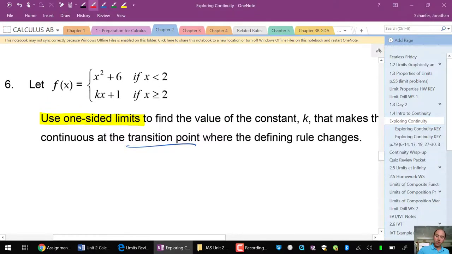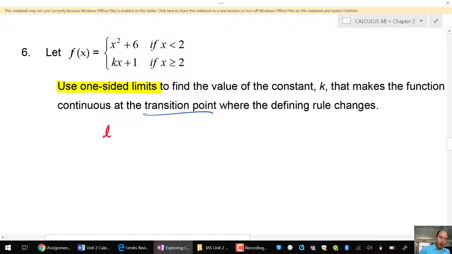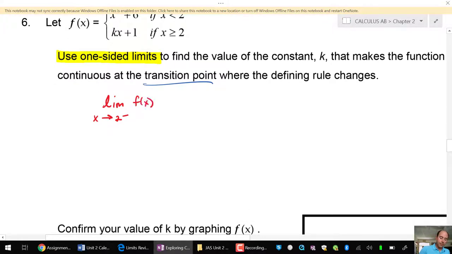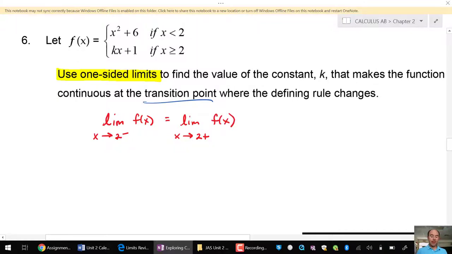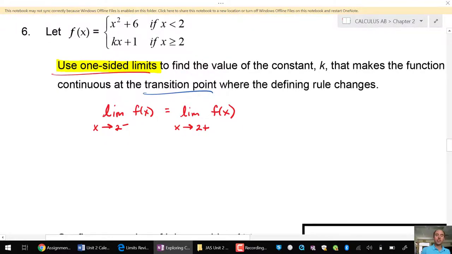The very first step you need to do is show with proper limit notation what is going on as x approaches 2 from the left of my function, and then what is going on as x approaches 2 from the right of the function. So begin by writing that statement. The limit as we approach 2 from the left must equal the limit as we approach 2 from the right. This statement must be in your work in order to earn full credit, especially because the directions are asking us to use one-sided limits.